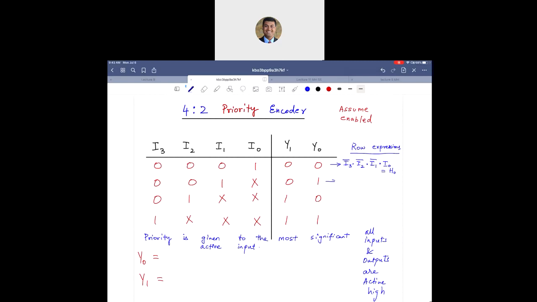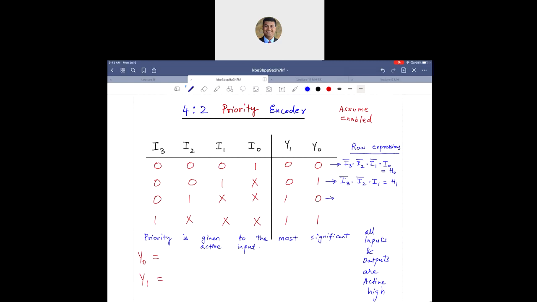For the next one, what do I have? I have I3 complement, I3 is 0, I2 complement, I2 is 0, I1 is 1, and I0 doesn't matter, so I'm not going to write that. And I'm going to define that as H1.